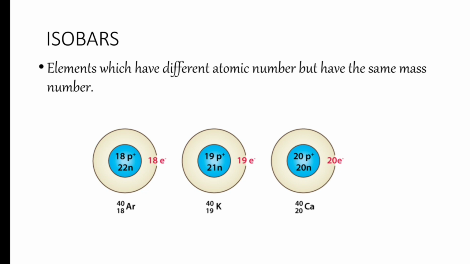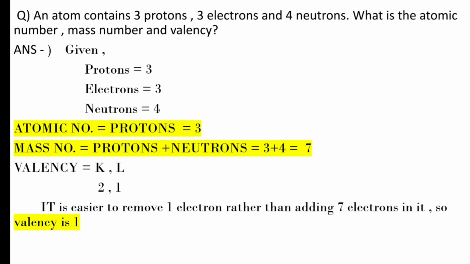Isobars: elements which have different atomic numbers but the same mass number. ऐसे एलिमेंट्स जिनके एटॉमिक नंबर तो डिफरेंट होते हैं बट एटॉमिक मासेस सेम होते हैं, उनको हम आइसोबार्स कहते हैं. So like a new question arises here. An atom contains 3 protons, 3 electrons and 4 neutrons. What is the atomic number, mass number and valency?